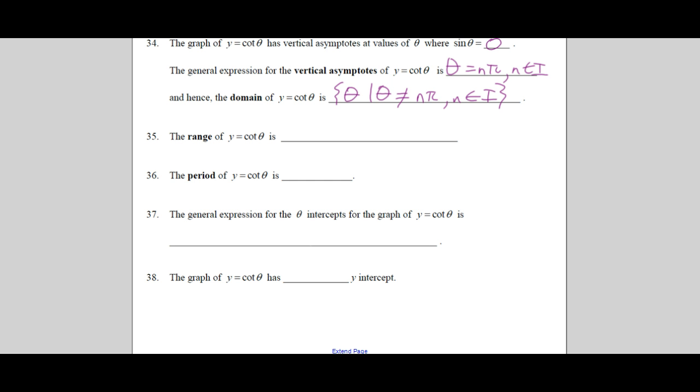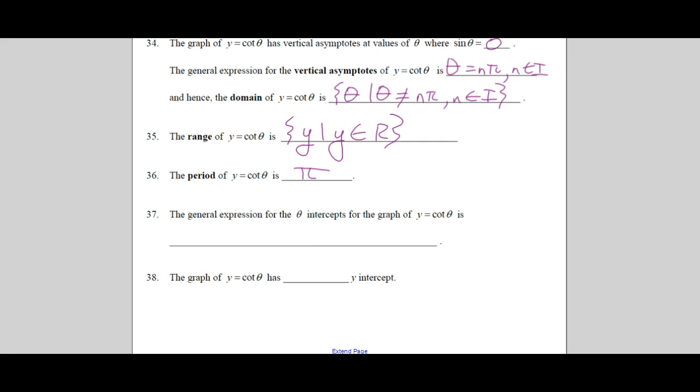Range? I shouldn't write that, it'd be consistent. Period? It's the reciprocal of tan, so it's got to have the same period. So what's the period? Pi. You will come to know this.